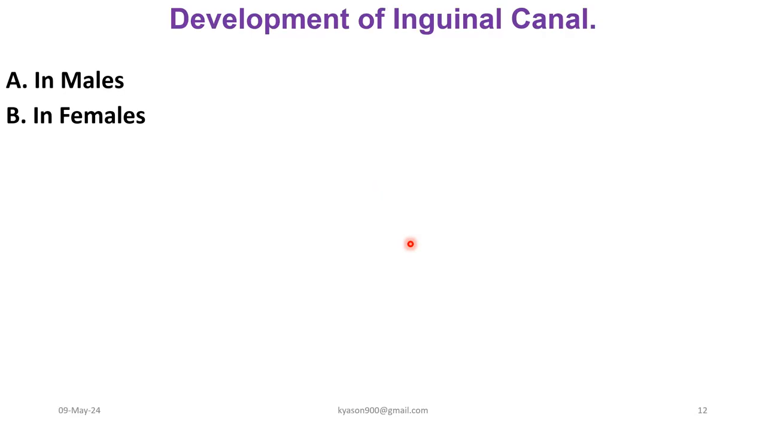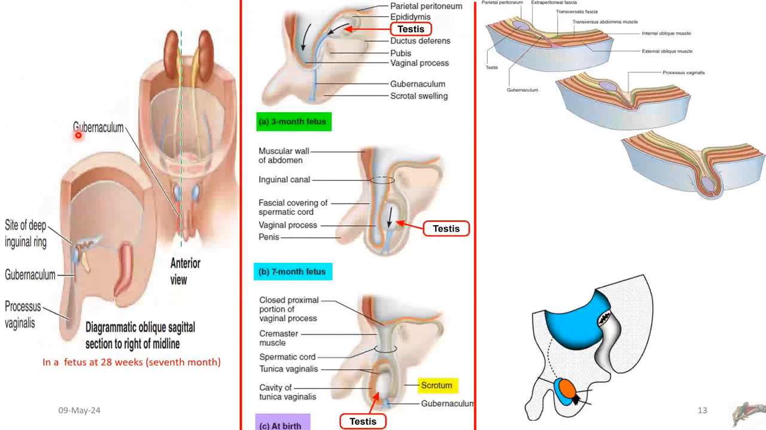All right, so let's look at how the inguinal canal develops in both men and women, because we know that it's present in all sexes. So let's try and see how it forms in men and how it forms in women. In men, the inguinal canal forms during the time when the testicles are descending.